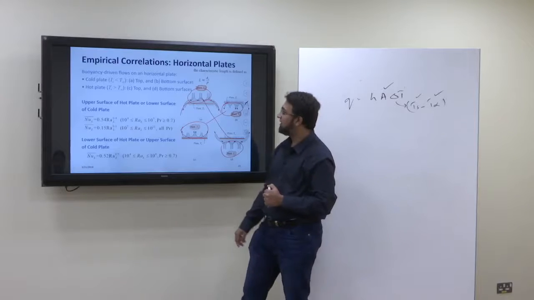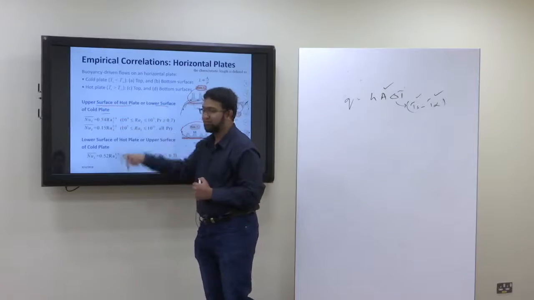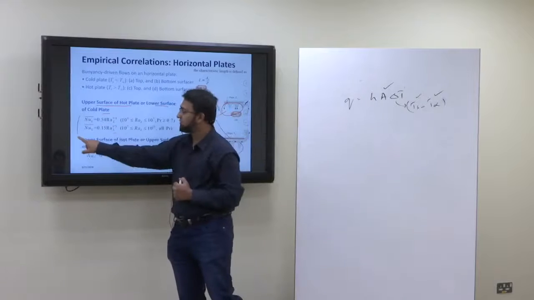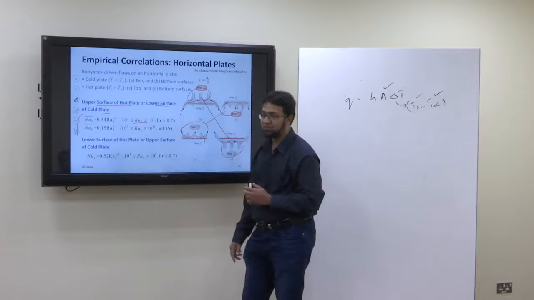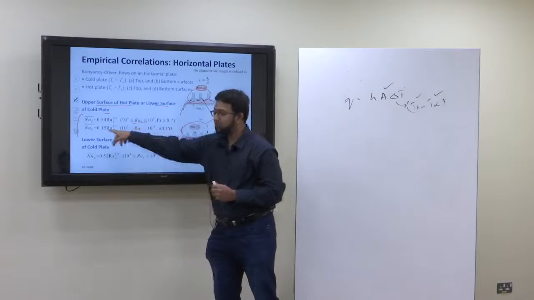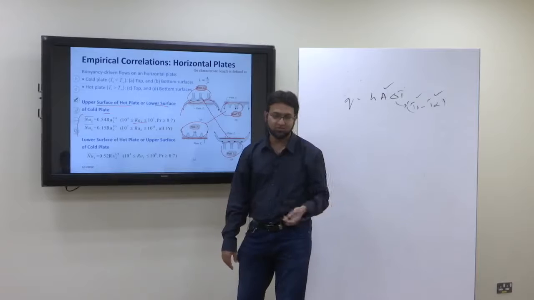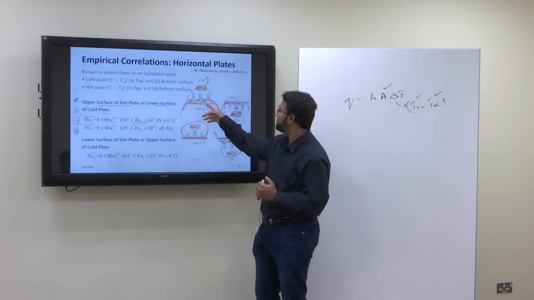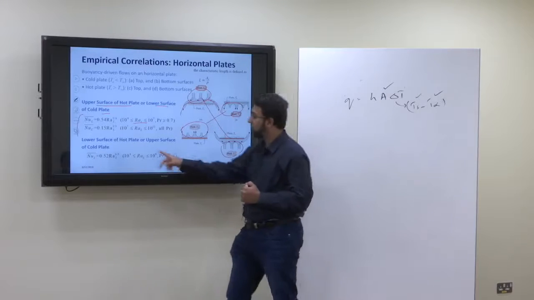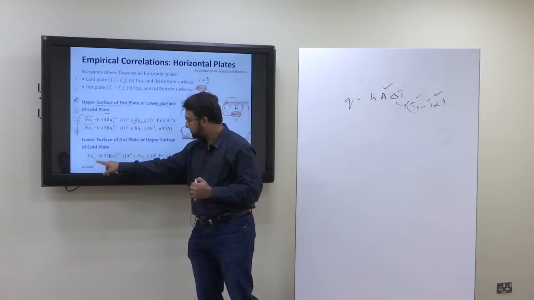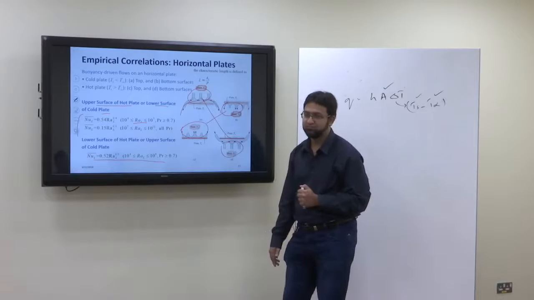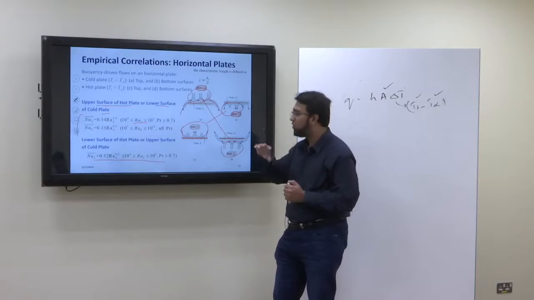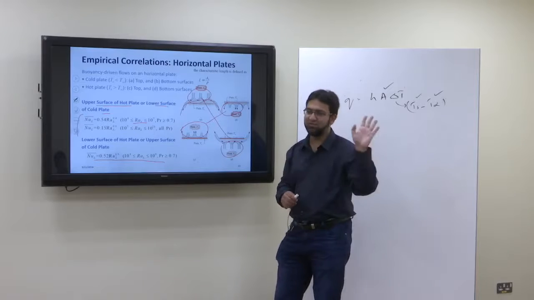Now, for the upper surface of a hot plate or the lower surface of a cold plate, the correlations are these, based upon the Rayleigh number. If the Rayleigh number is between 10 to the power 4 and 10 to the power 7, this. If the Rayleigh number is between 10 to the power 7 and 10 to the power 11, this. Rayleigh number and Prandtl number, yes. And for the other case, the top surface of the cold plate or the bottom surface of the hot plate, there is just this one correlation. You have to apply all these correlations at the mean film temperature. This whole chapter is at mean film temperature.